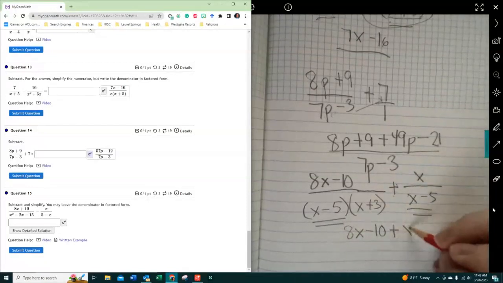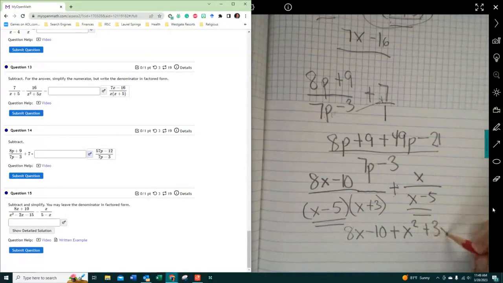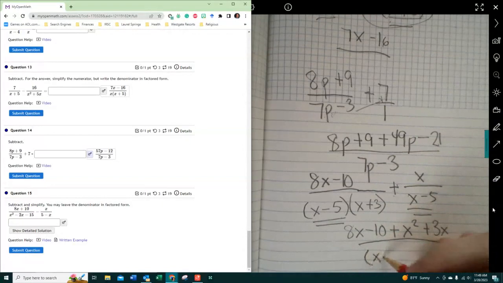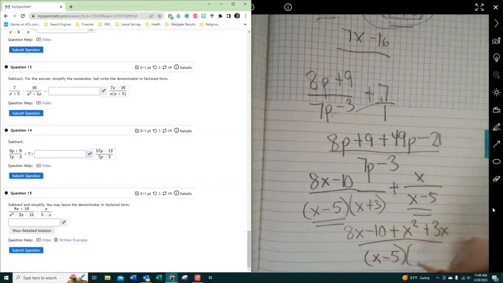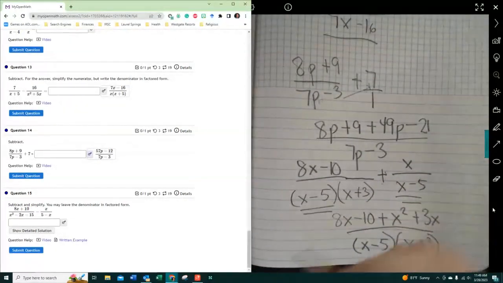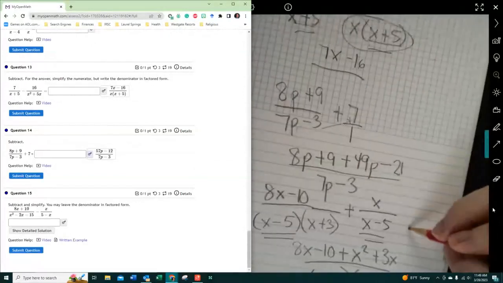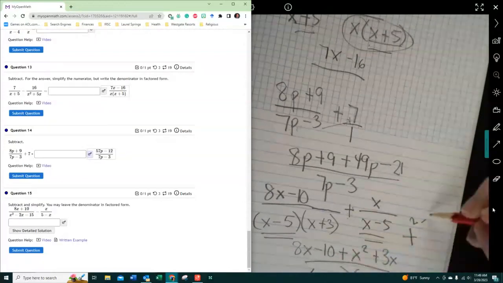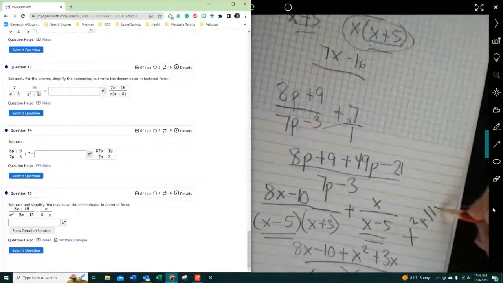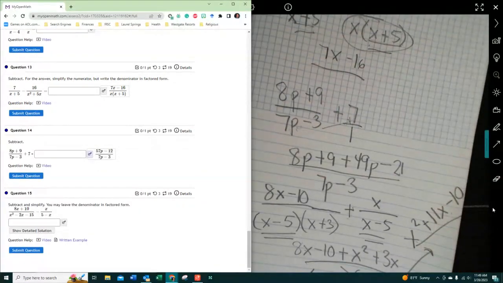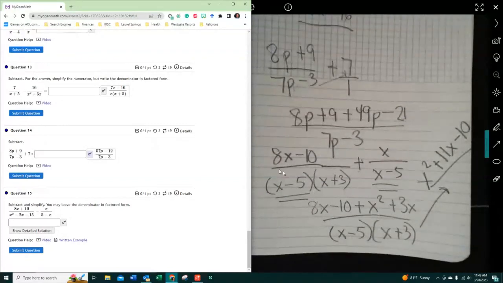So I'm going to get x squared plus 3x. I'm going to put that all over the x minus 5, x plus 3. And then I'm going to combine like terms. So I'm going to get x squared. I'll write it over here. X squared. And then I'm going to combine these two together and get positive 11x minus 10 all over this common denominator. All right, so we have that.